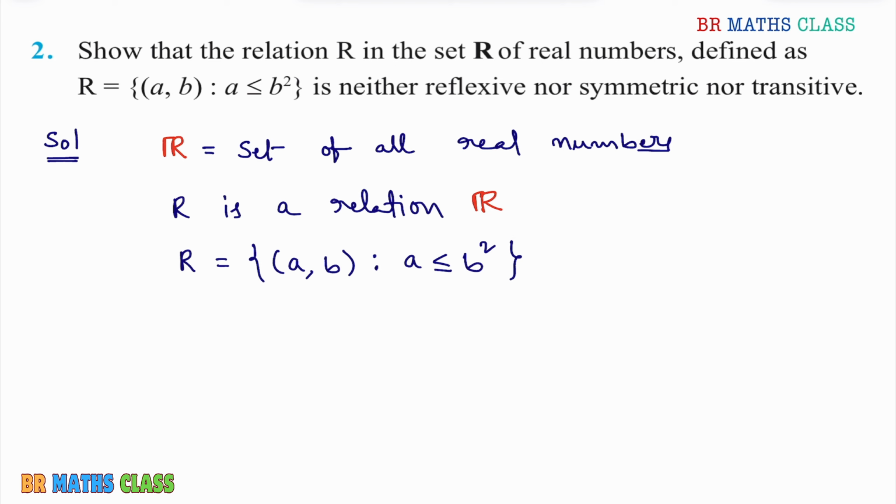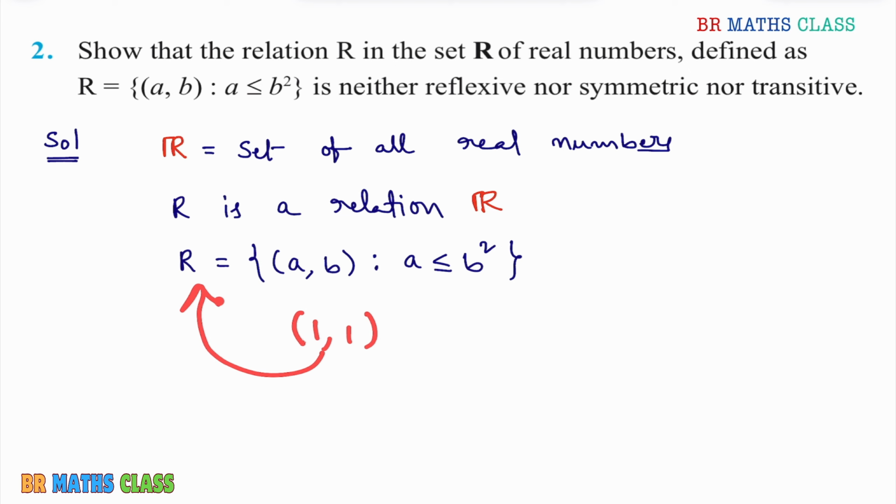I'll check a few examples of which ordered pairs are there in this relation. Here, R is a relation on the set of all real numbers. So a must be a real number and b must be a real number, both real numbers, and a is less than or equal to b square. For example, I'll take one ordered pair (1, 1). Here 1 is a real number. Does (1, 1) belong to this relation or not? The ordered pair (1, 1) belongs to this relation.